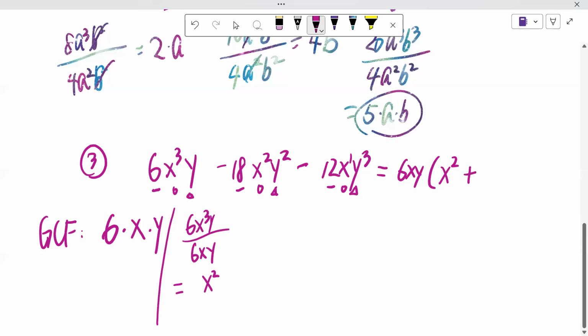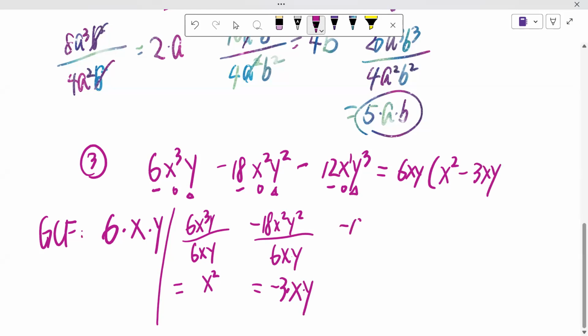And the second term, it's not plus, it's going to be minus. So the second one will be minus 18x squared y squared over 6xy. Divide negative 18 by 6 is negative 3. x squared over x is x. y squared over y is y. So minus 3xy.